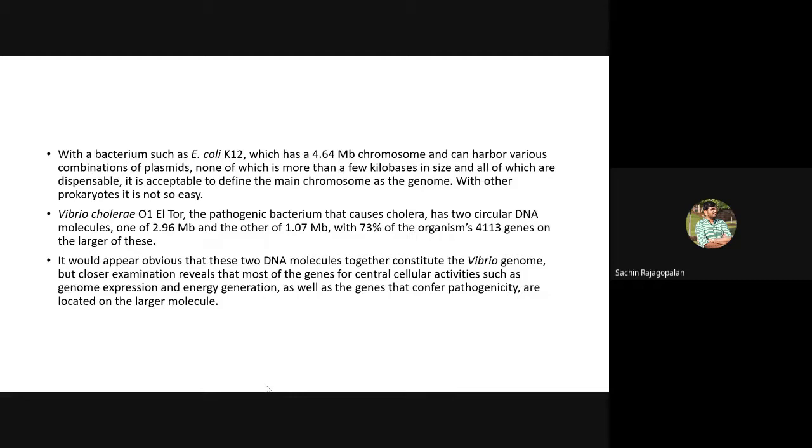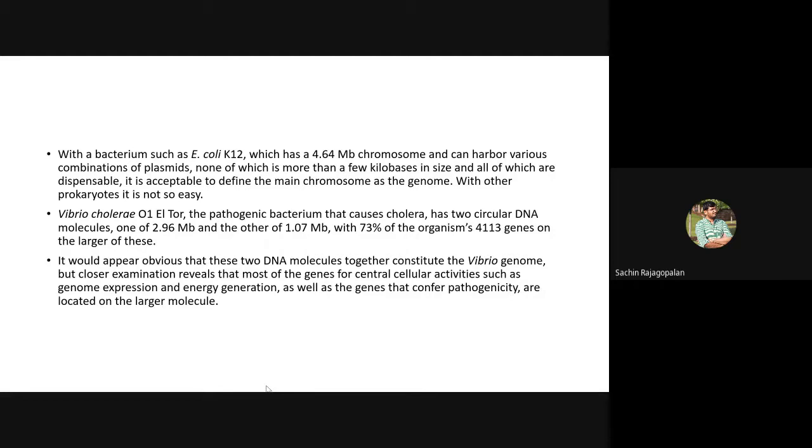How many different plasmids does it harbor? Vibrio cholerae O1 El Tor. O1 El Tor is a strain of Vibrio cholerae. This is a pathogenic bacterium which causes cholera, a waterborne infection. It has two circular DNA molecules, so it's a multipartite genome. I have already told you what a multipartite genome is. It's basically wherein the genome is divided into multiple parts. So here you can see that their chromosome is divided into two molecules.